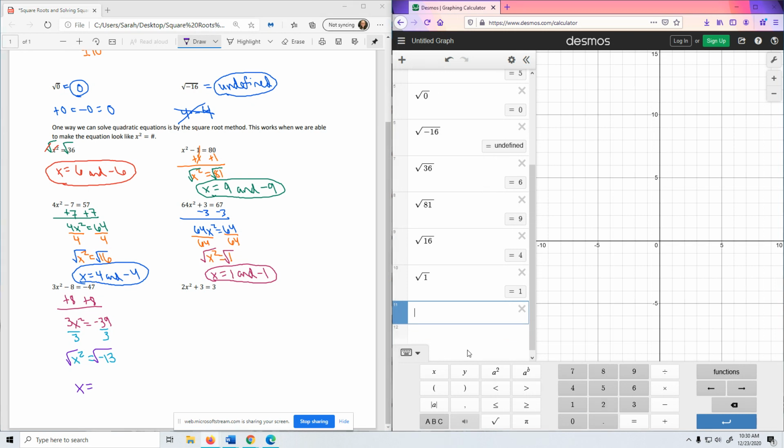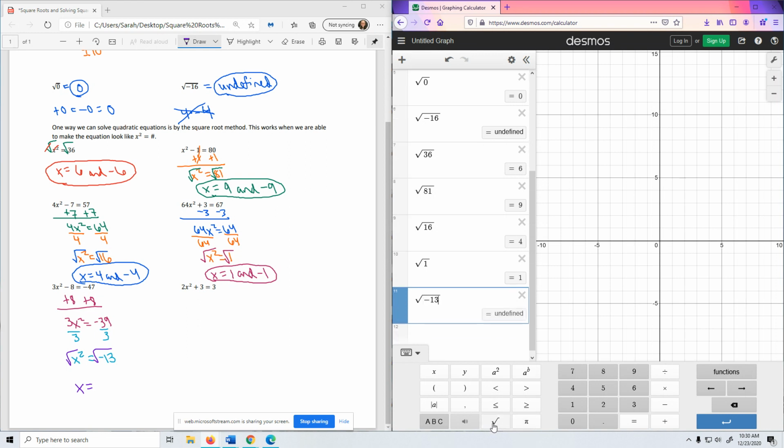Let's check out what happens when we do square root of -13. So square root of -13 is undefined. Remember, anytime we have a negative number under the square root, it's going to be undefined. So this one, we aren't able to get numbers for x. We just say it's undefined.